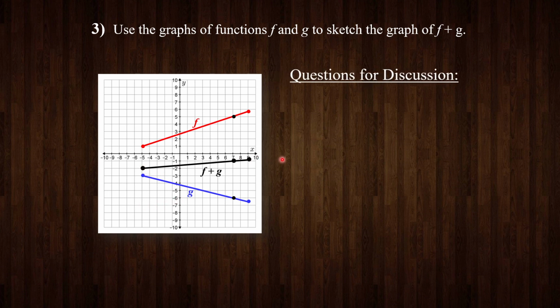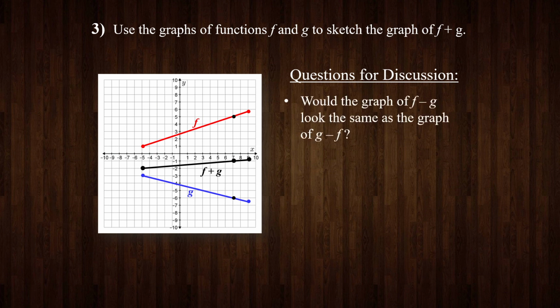So we'll finish up with a couple of questions for discussion. Would the graph of f minus g look the same as the graph of g minus f? Well, we've seen this before, and the answer is no. For example, if you did f minus g right here for this point, you'd get a value of 1 minus -3, which is 4. But if you did g minus f, you'd get -3 minus 1, which is -4. So the graphs are going to look different. All those result values are going to have the opposite sign: the y values for f minus g will have the opposite sign of those for g minus f.